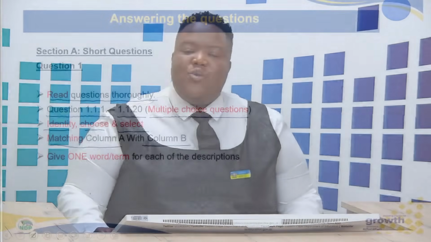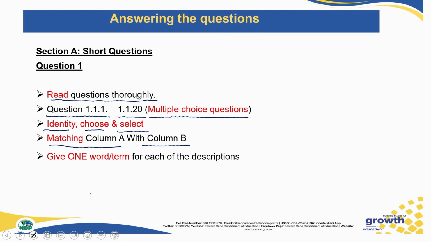You are going to match column A with column B. Also here, grade 12s, you need to read the descriptions and familiarize yourself with the terms and link each term with the description and provide only one letter, not 2, as the marker will only focus on the first letter.